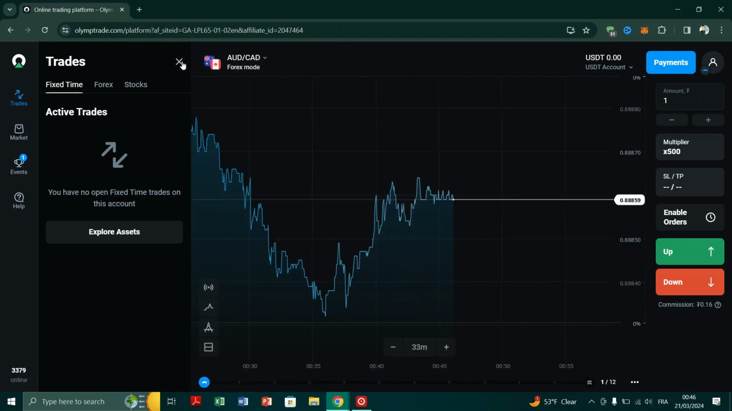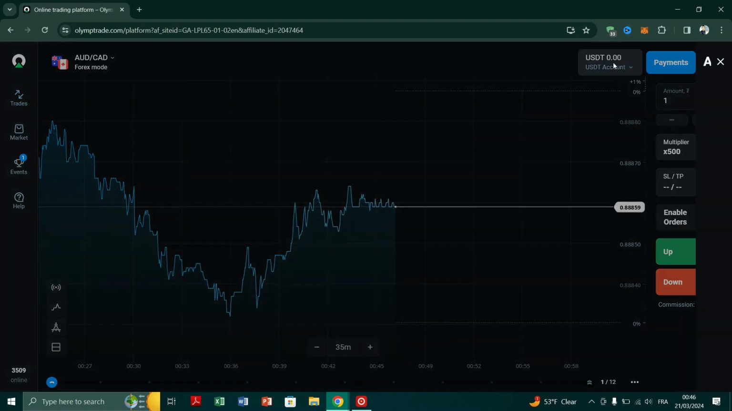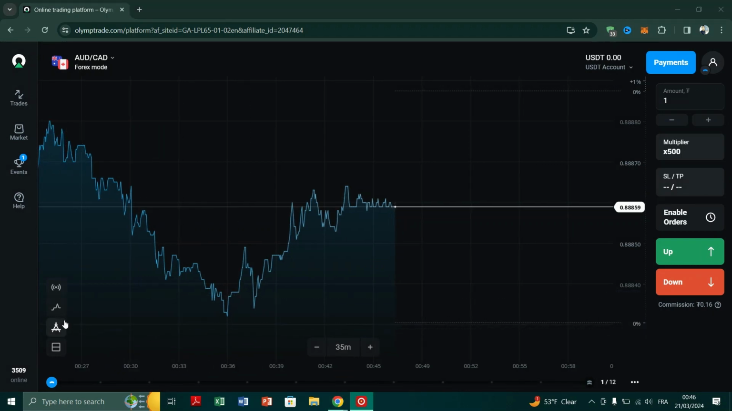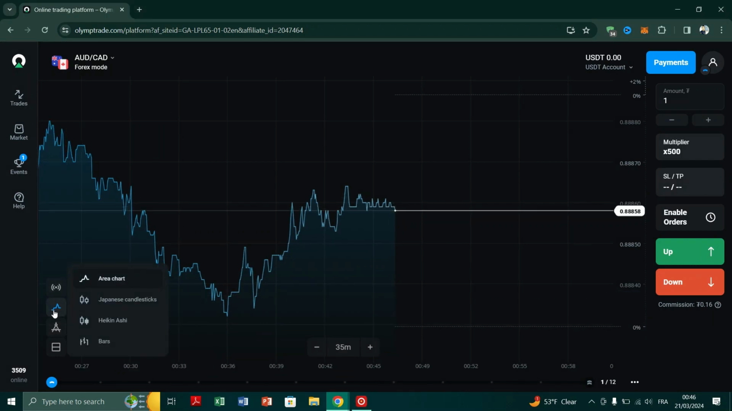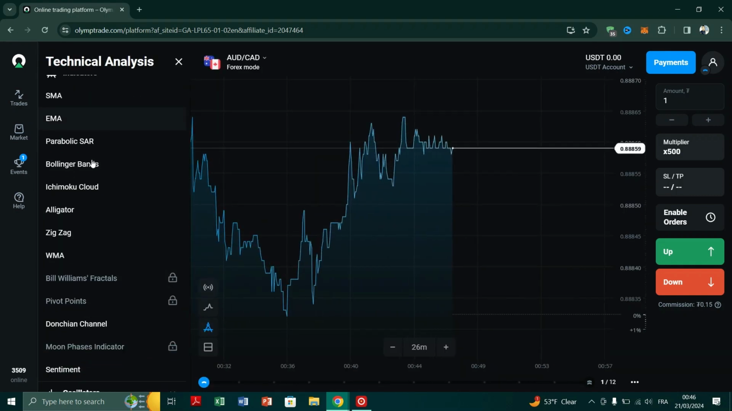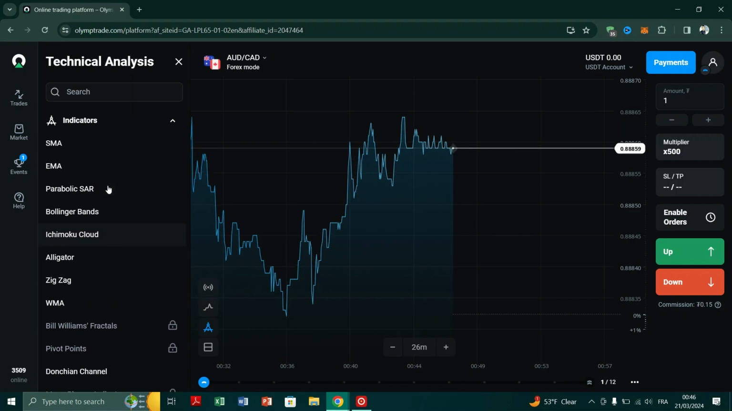Utilize technical analysis tools available on the Olymp Trade platform to analyze the market. Look for key indicators, chart patterns, and candlestick formations to identify potential entry and exit points. Also pay attention to short-term trends and market volatility to make informed decisions.